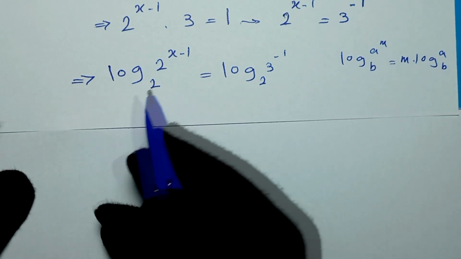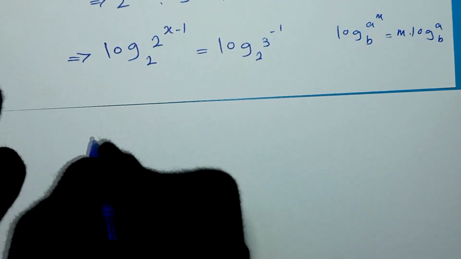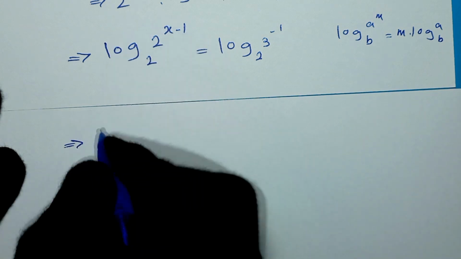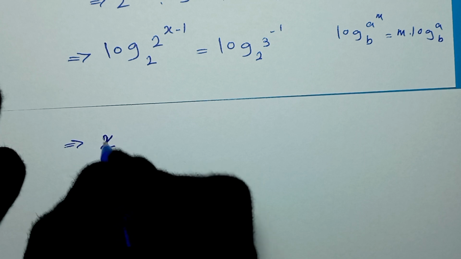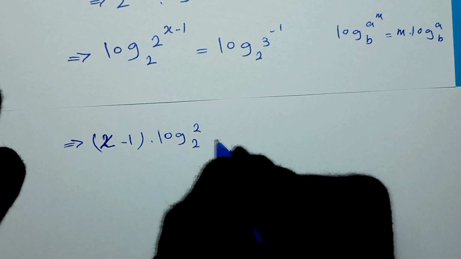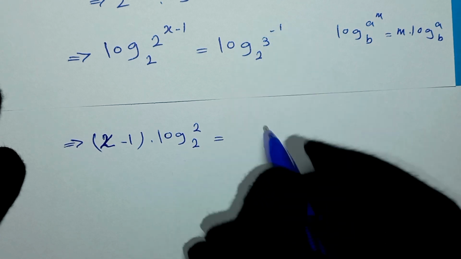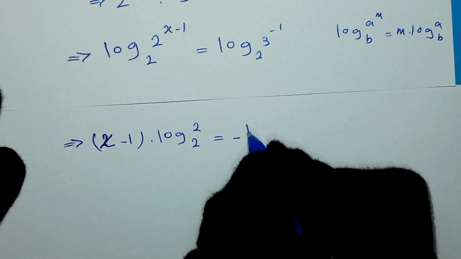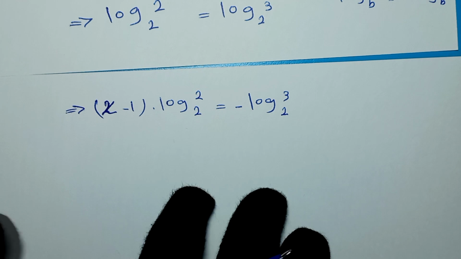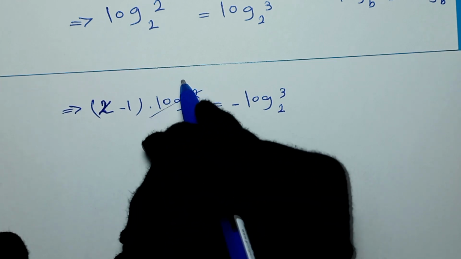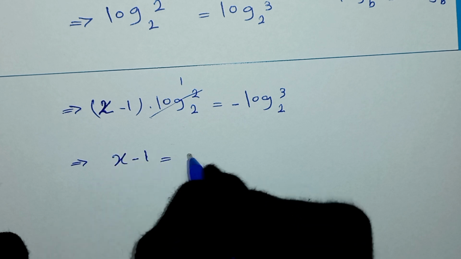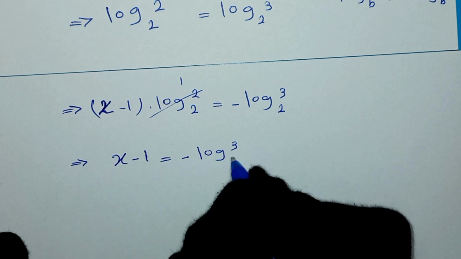And from here, this power we take outside of the log, so it will be x minus 1 times log of 2 to the base 2 is equal to, and this negative 1 we take outside, so negative log of 3 to the base 2, okay? And log of 2 to the base 2 is 1, so it will be x minus 1 is equal to negative log of 3 to the base 2.